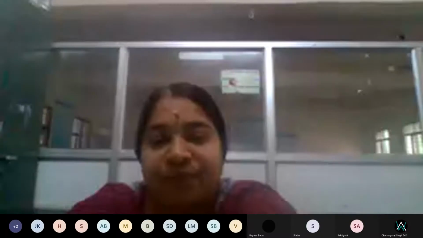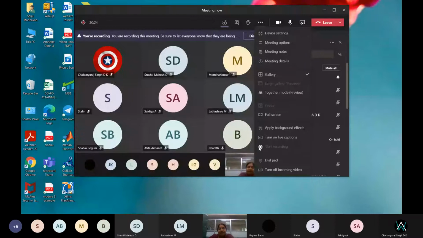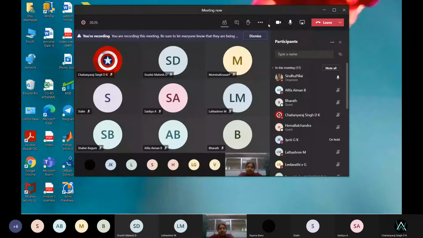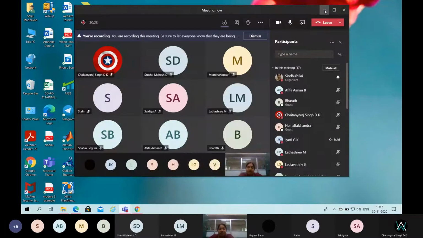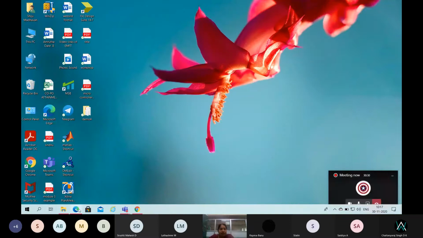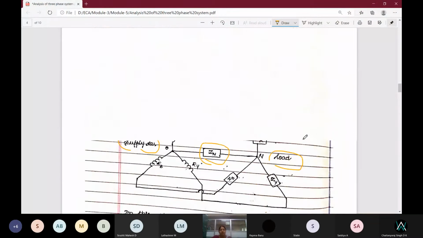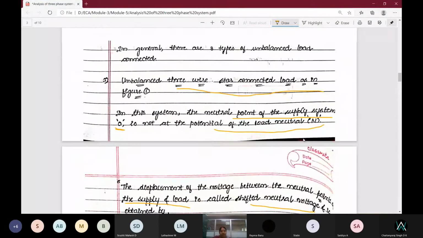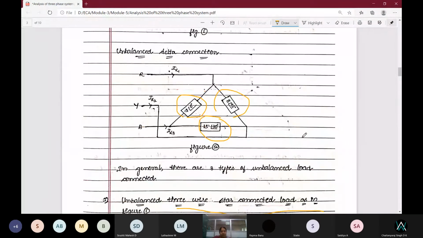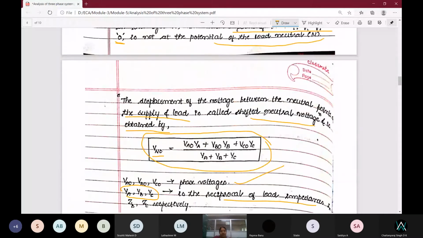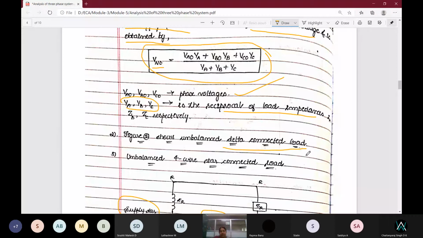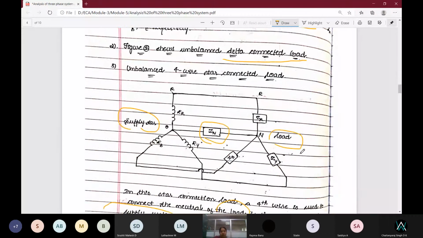Okay, we'll continue. We had just seen the basics of all the balanced and unbalanced systems, and the figures for star and delta connections. This figure is for the unbalanced delta. It's the same figure; I've just written one sentence here: Figure 2 shows the unbalanced delta connected. That one also is cleared now.